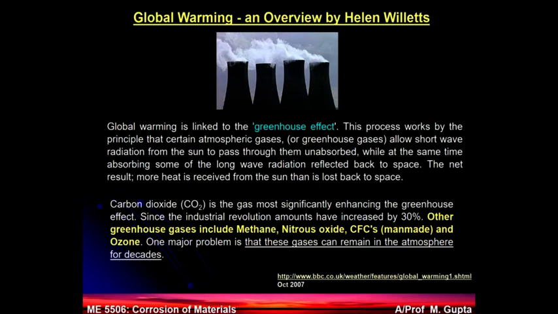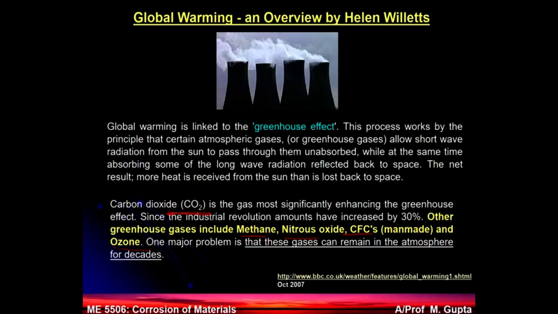So basically, besides carbon dioxide, which is the main culprit, which does not allow the large wavelength rays emitted from the surface of the earth to escape, leading to global warming, methane, nitrous oxide, CFCs, and ozone are the other gases which also contribute to that.